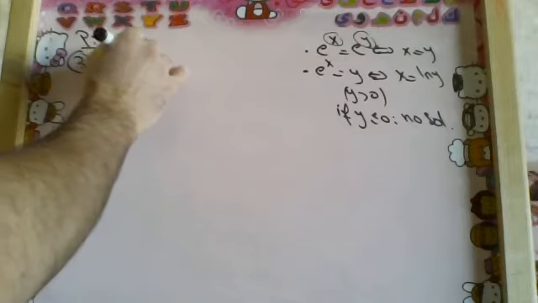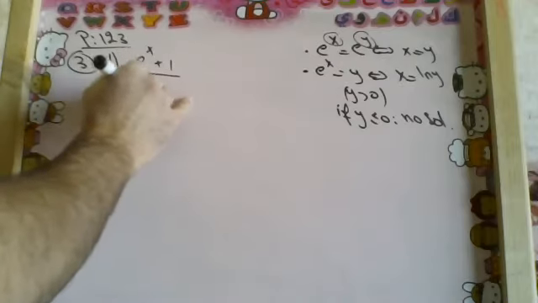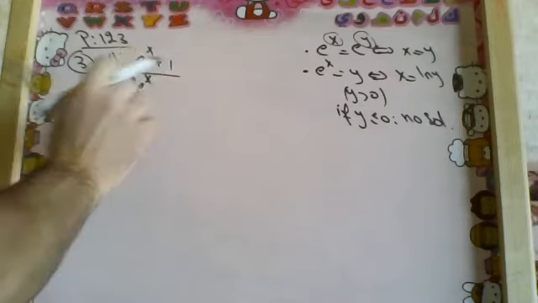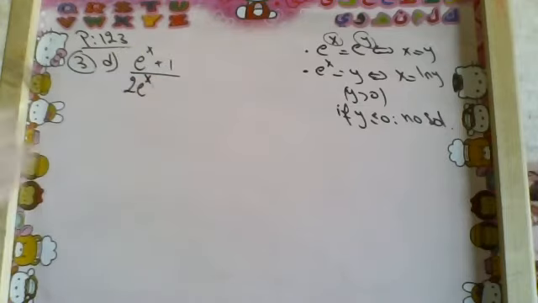For part D: (e power x plus 1) over (2 e power x minus 1) is equal to 1.